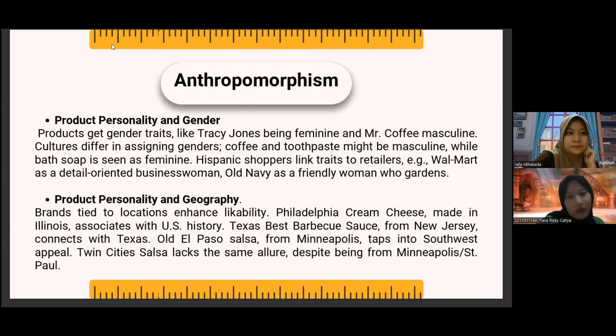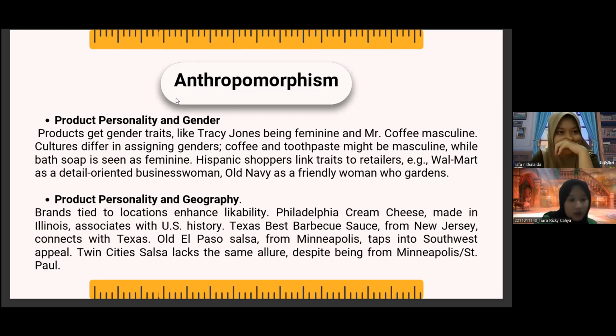Okay, the next one is anthropomorphism. It is divided into two, which are product personality and gender. Products get gender traits, like Tracy Jones being feminine and Mr. Coffee masculine. Cultures differ in assigning genders. Coffee and toothpaste might be masculine, while bath soap is seen as feminine. Hispanic shoppers link retailers like Walmart to a detail-oriented businesswoman, and Old Navy to a friendly woman who gardens.